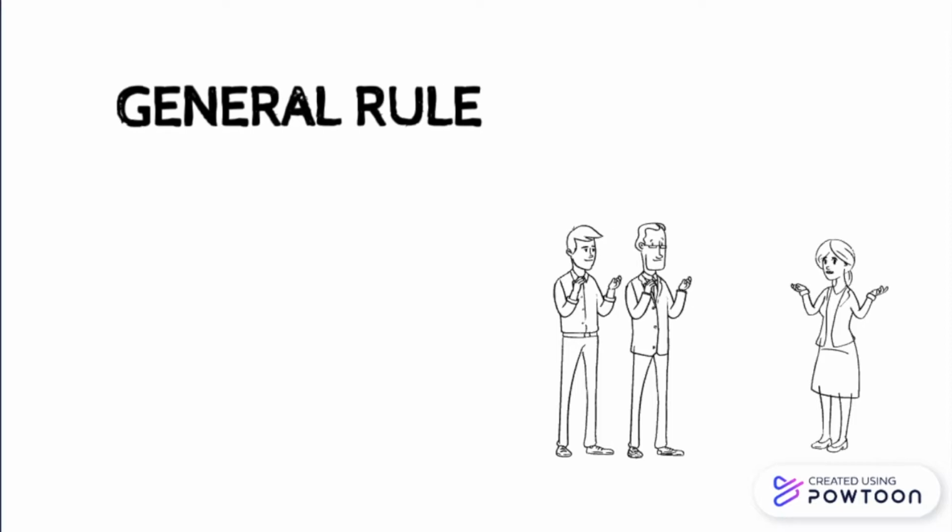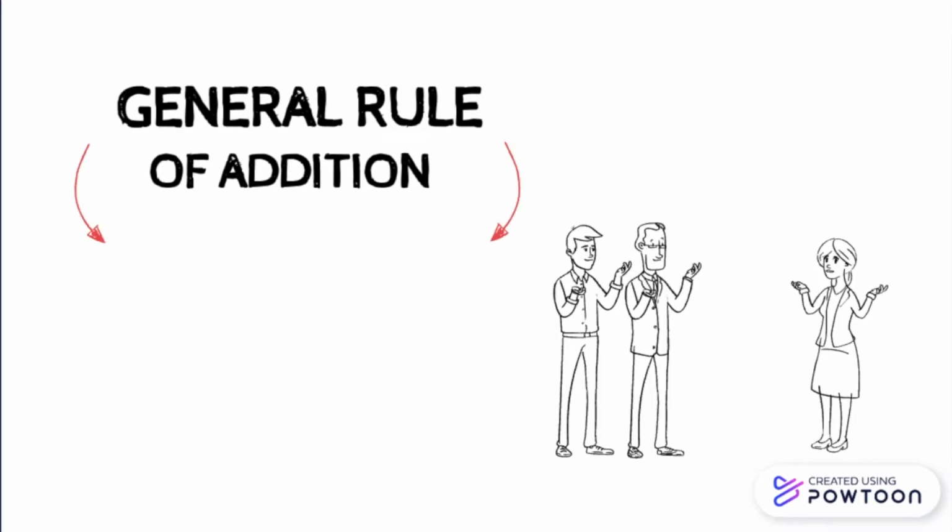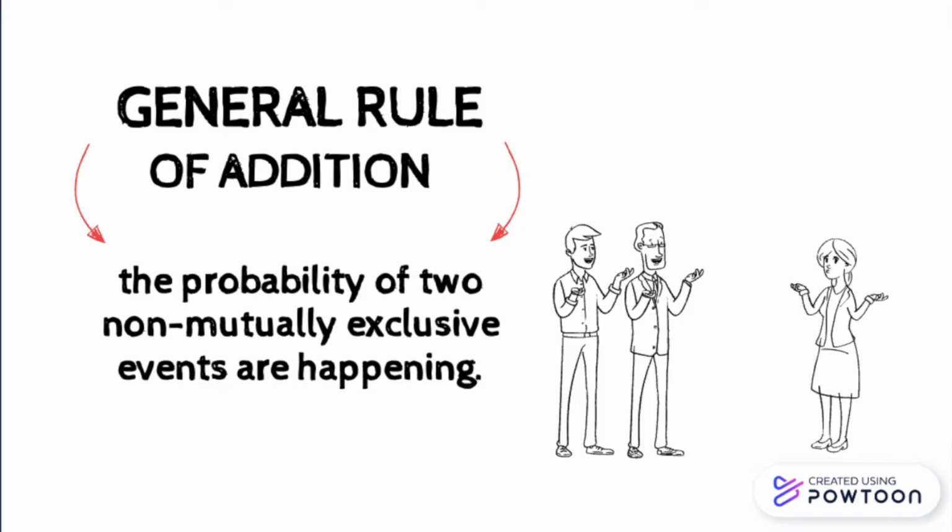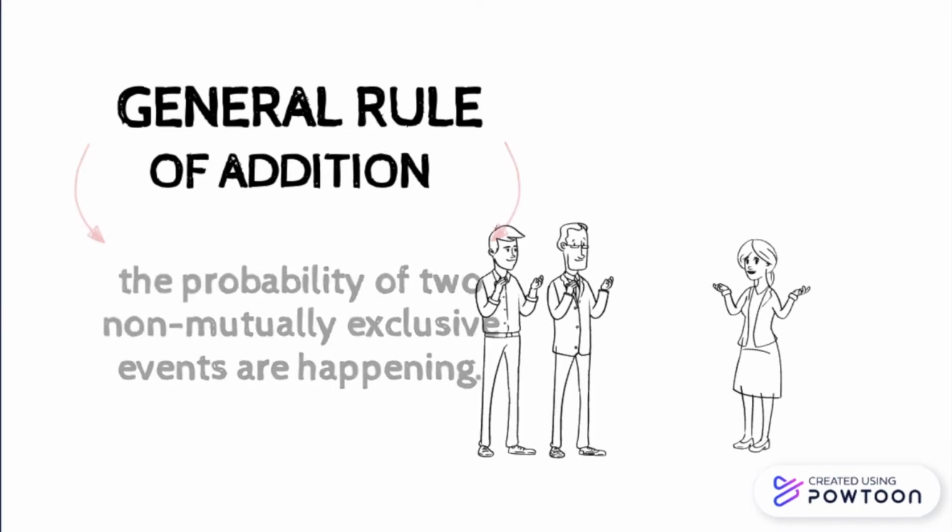Now we move to the general rule of addition. This rule is for the probability of two non-mutually exclusive events happening.